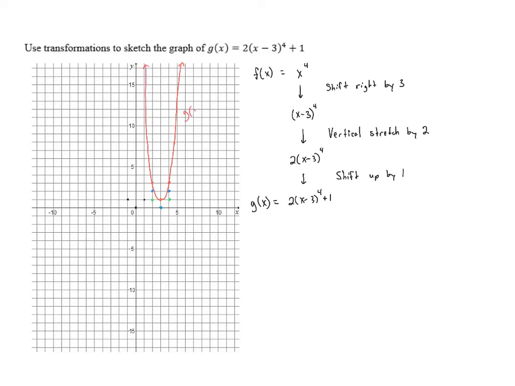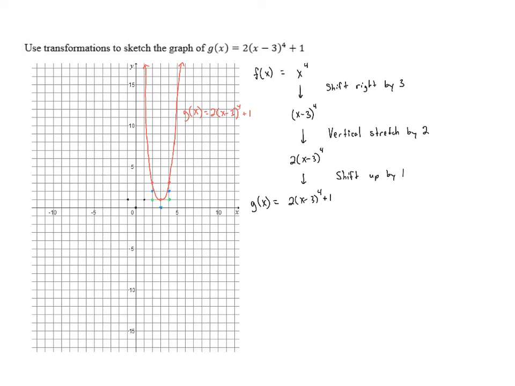So this is a sketch of g of x equals 2 times the quantity x minus 3 to the fourth plus 1. Again, just a quick note, this is a very, very rough sketch. We've only taken 3 points from the original function and transformed them here.